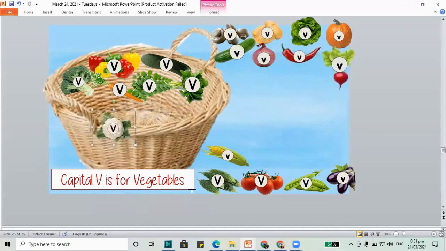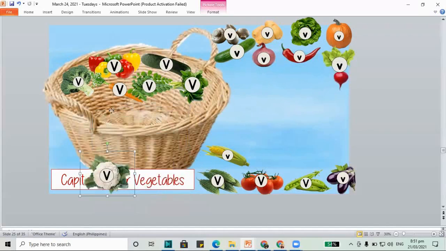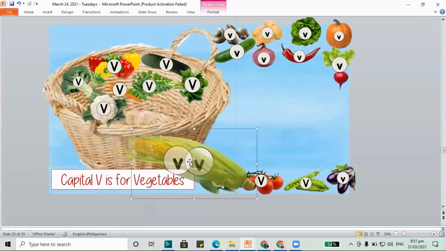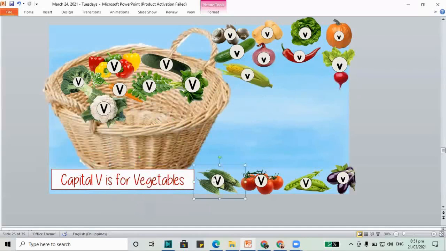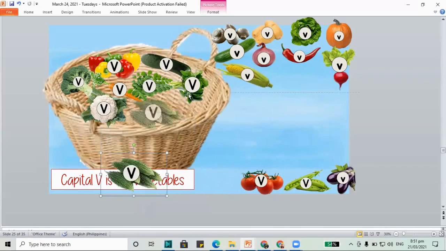The cauliflower. Does it have capital V? Yes, let's put it in the basket. How about the corn? Does it have capital V? No, this is lowercase. How about the bitter gourd? This one is ampalaya or bitter gourd. Does it have capital V? Yes, it has a stamp capital V.